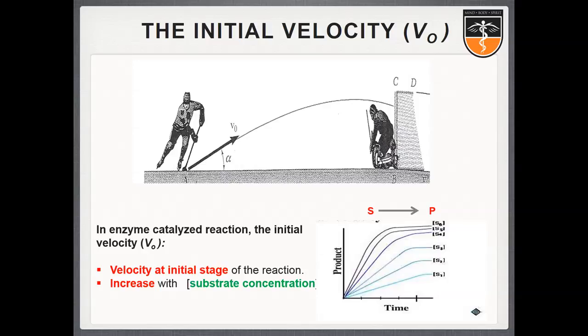So initial velocity is the velocity at the initial state, within a second when you do an enzyme catalysis reaction. Once you add the substrate, you start measuring the velocity at that time point, very close, within a second, okay? And that velocity is directly proportional to the substrate concentration, all right? That's why you're going to hear a lot about initial velocity. I want you to have an idea what initial velocity means before we move forward.